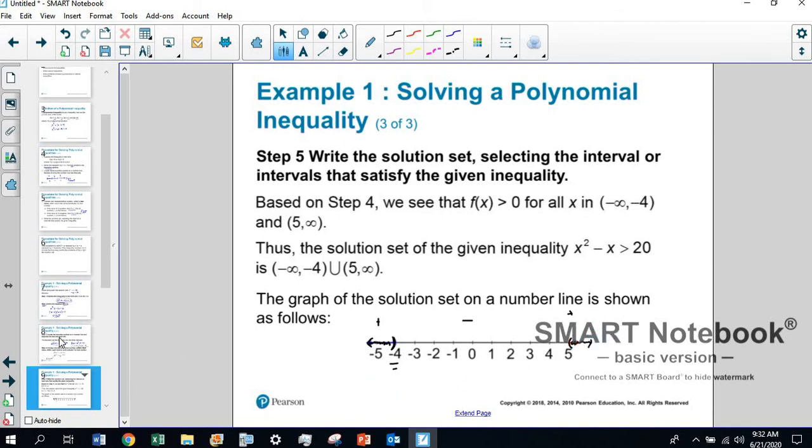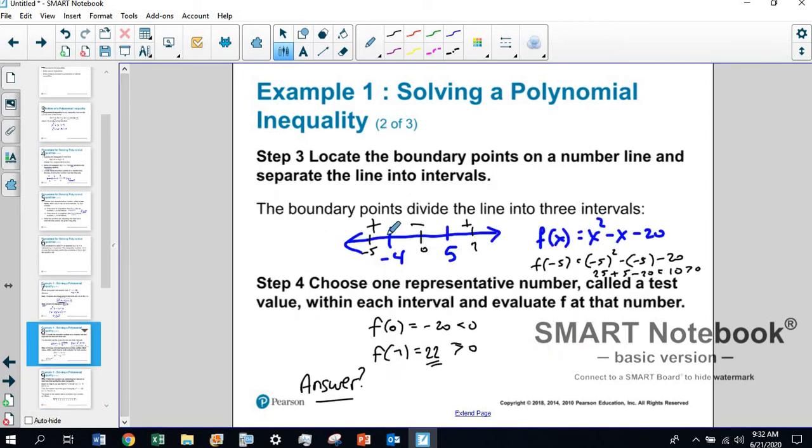And I'll be honest with you guys, I would much rather see it. I don't need to see every single number on there. It doesn't need to be a number line. You can just take this right here and shade it in, and you can take this right here and shade it in, and I'm happy with that. Okay, what's the answer in interval notation? -infinity to -4, union 5 to infinity. If they ask you for intervals, that's the answer there.